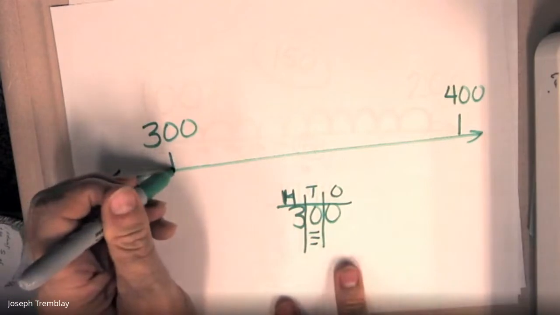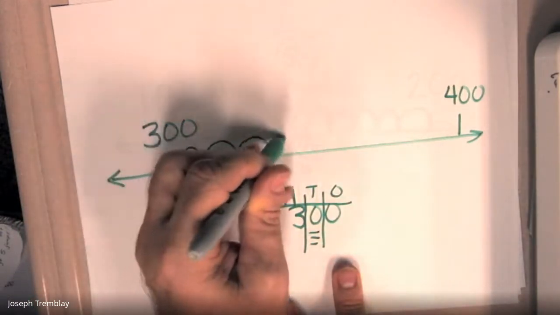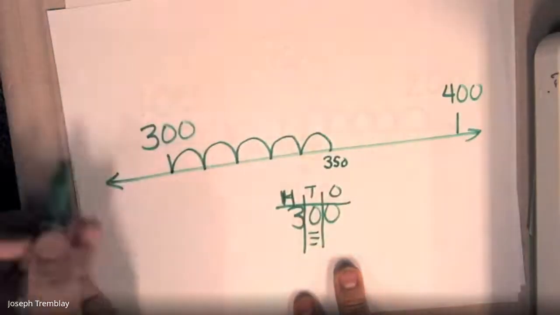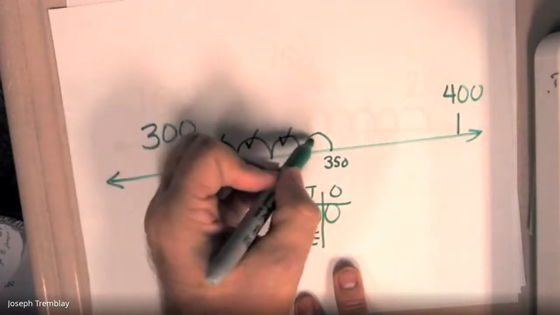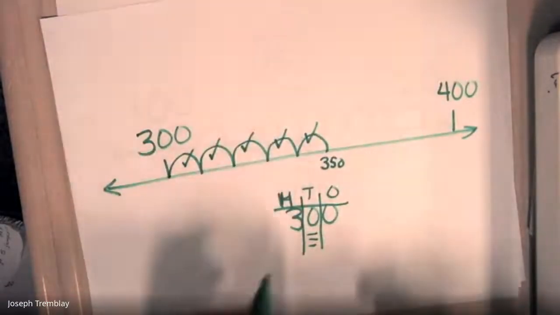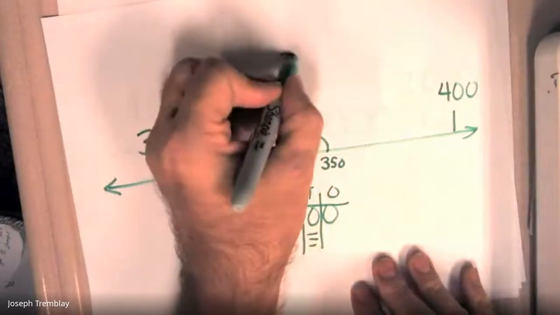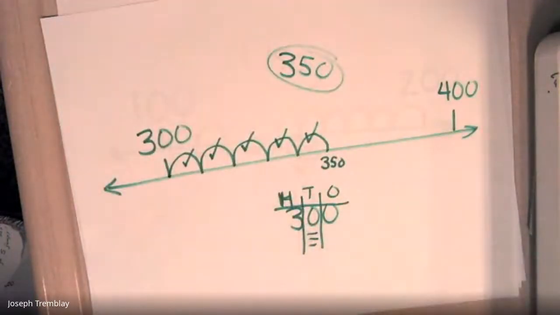5 jumps, right? So 310, 20, 30, 40, 50. My midpoint is going to be 350 because I made 5 jumps. See? 1, 2, 3, 4, 5. And I know that that's going to give me 350. I've got 50 over here, and I could count the other ones out, but it's going to be 350. 350 is my midpoint. All right, now the next one is a little different.